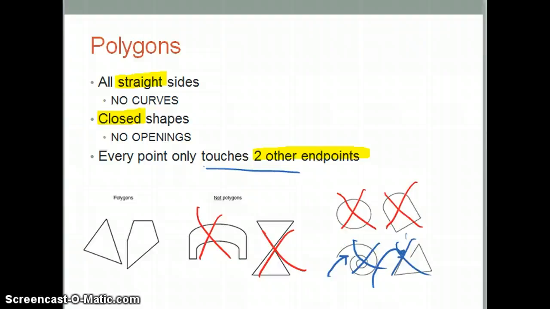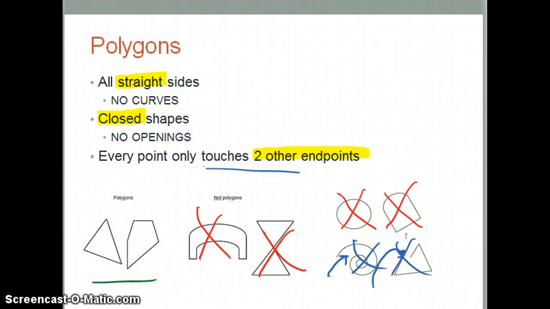The other 2 shapes are a polygon. They both have all straight lines. They both are closed. There's no openings. And every point only touches two other lines. So if I draw a dot at the top of my triangle, it only touches this line and this line. And no matter where I go on that triangle, it's going to be true.